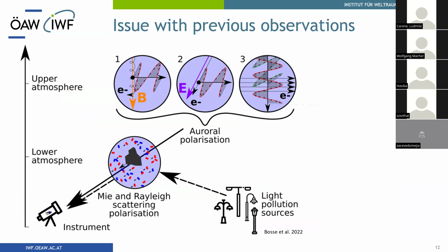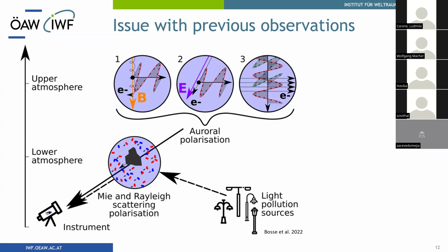Mie is for the aerosol, Rayleigh is from atoms scattering. Scattering from pollutant light, even though the observation was done at night, you could have different cities far away sending light into the atmosphere. And what you observe along the line of sight here is the scattering from it, which is polarized, because scattering polarizes light. So you never know if what you measure is actually really from the aurora or from something else.